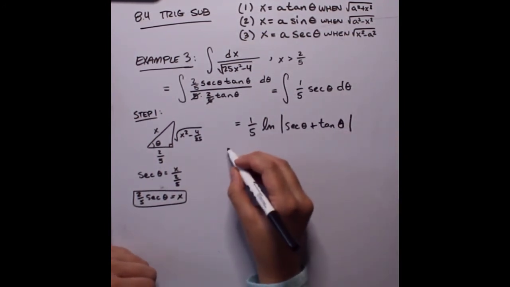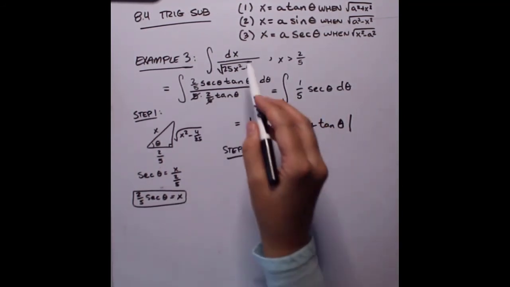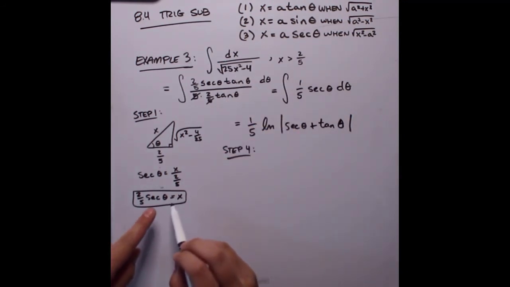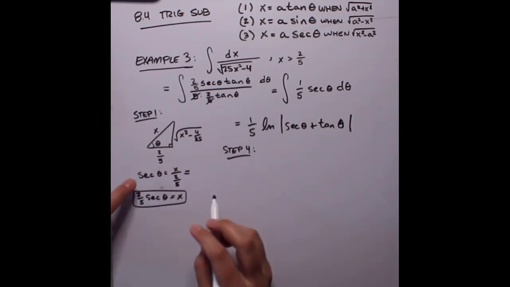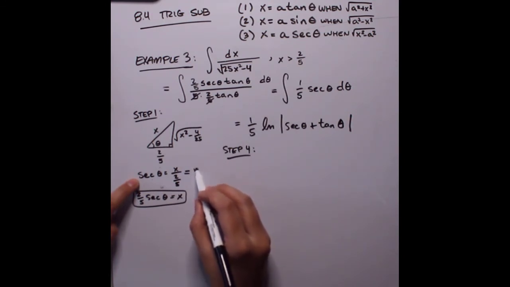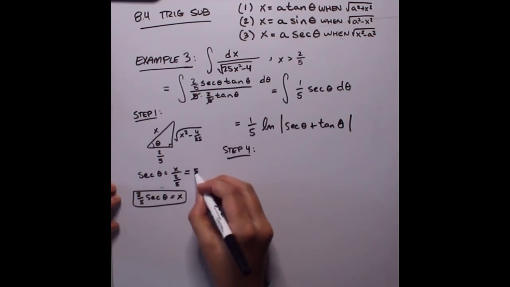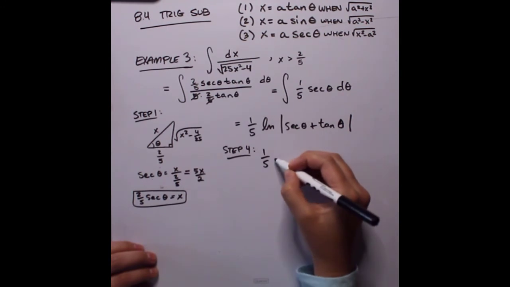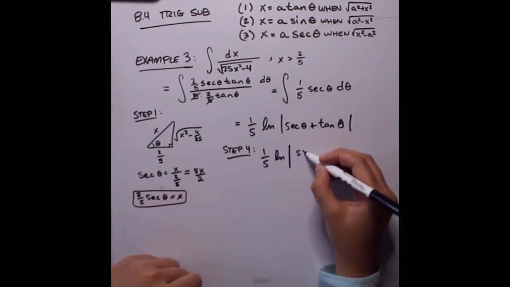And then remember the last step, step 4, resubstitute, because you never had thetas in your original integral. So we have to go back to what we had in terms of x. We know what secant is in terms of x. So let me write this better. Originally we knew secant theta was x over 2/5. So that's x times 5 over 2, flip and multiply the 2/5. So secant theta is 5x over 2. Okay, so we have 1/5 ln of secant theta, again 5x over 2.